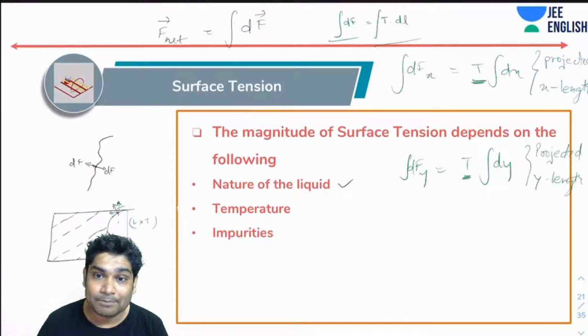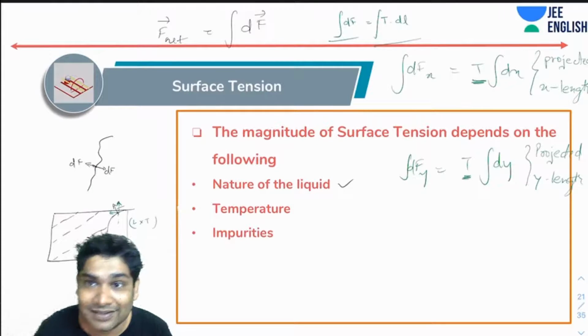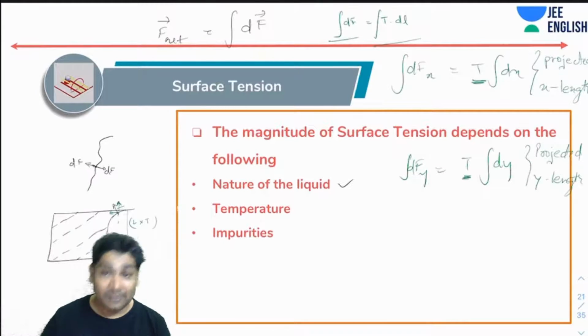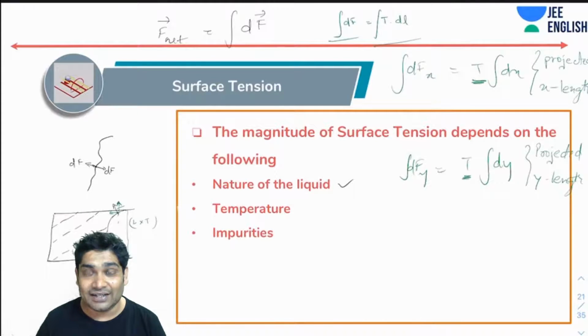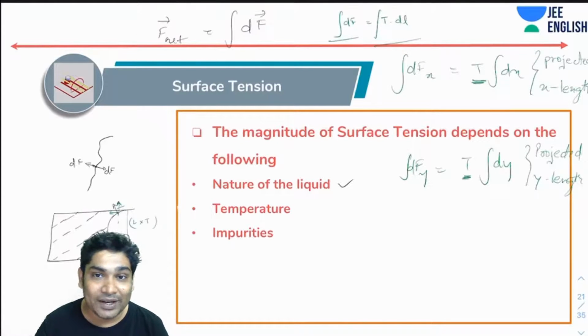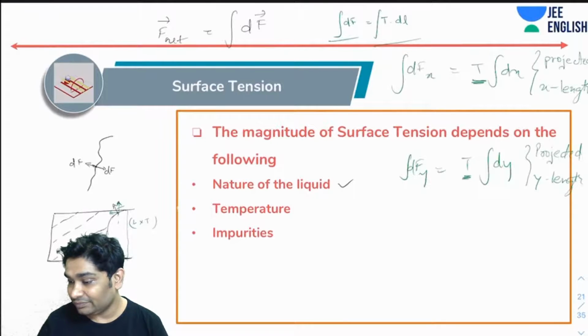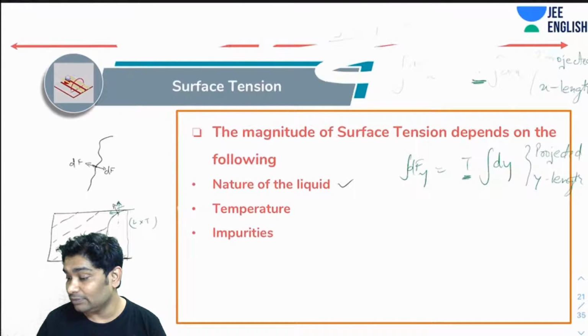I hope that is clear now. The definition is T equals dF over dL. The projected lengths are a mathematical result. Alright, so let's move forward.